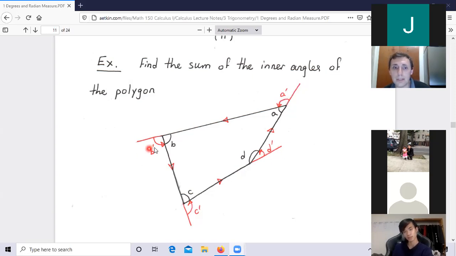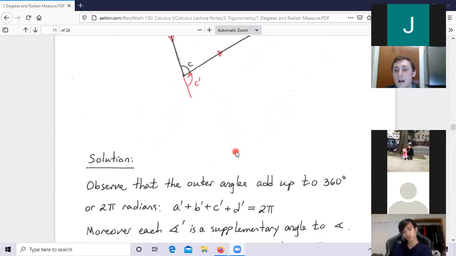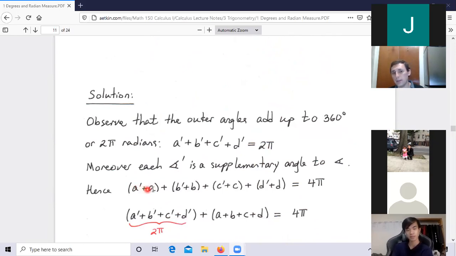So 2 pi, yes. You can say 2 pi or 2 pi radians, it's the same thing, yes? So A prime plus B prime plus C prime plus D prime equals 2 pi. And they are supplementary angles, so I have pi plus pi plus pi plus pi, 4 pi, equal to 2 pi plus the sum of the angles. So it's 4 pi minus 2 pi, and that means the sum of the angles is 2 pi. Yes? The sum of the inner angles is 2 pi.